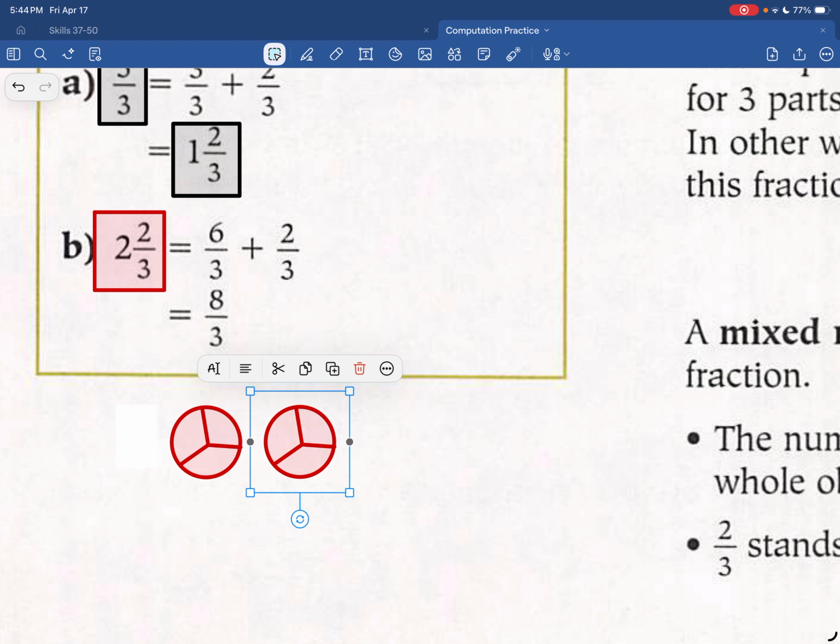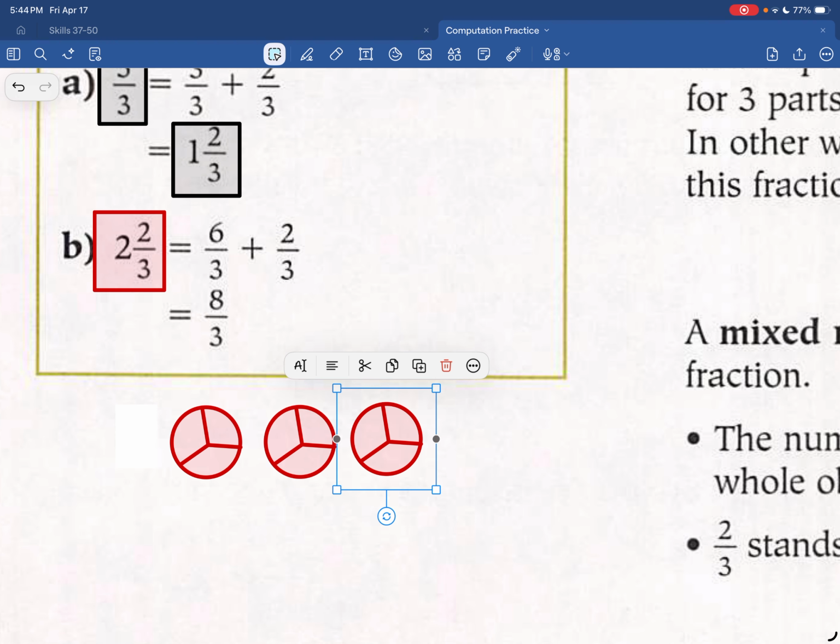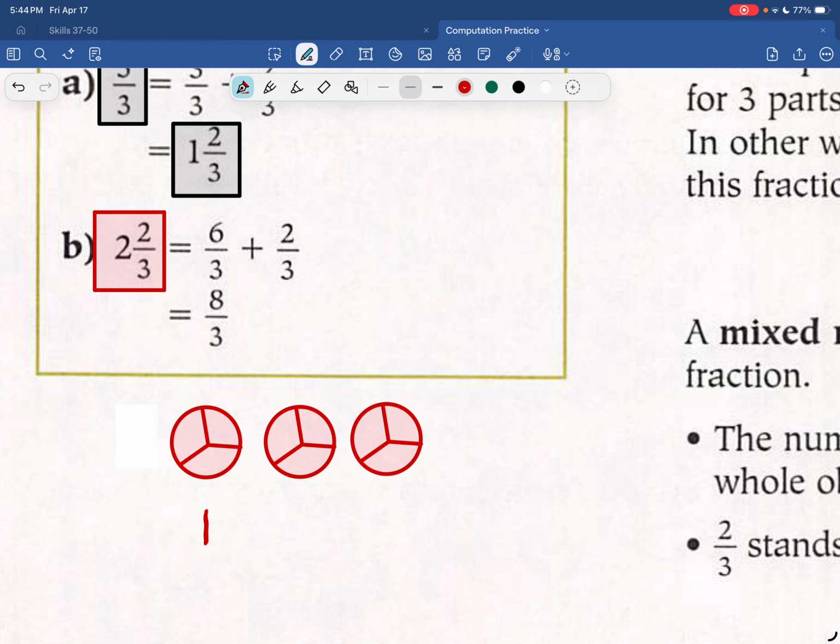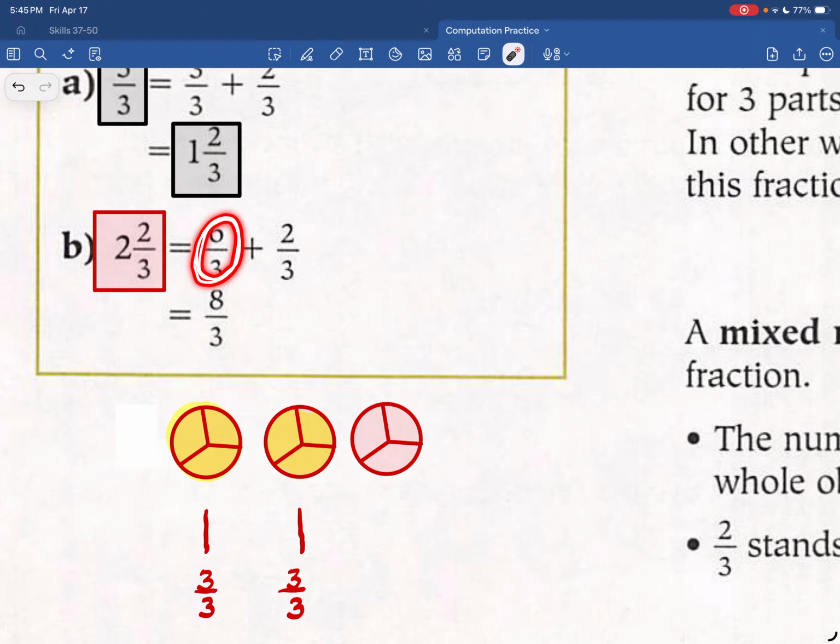I'm actually going to need 3 of these, and here's how I know that. I need 2 of them to be whole. In other words, I need 1 whole and 1 whole. That's going to give me the 2. So I'll use yellow again. Here's 1 whole, and here is the second whole number. Now I could also say, yes, that's 1 whole, but it's also 3/3. And this is also 3/3. That's the 6/3 that they're getting right here.